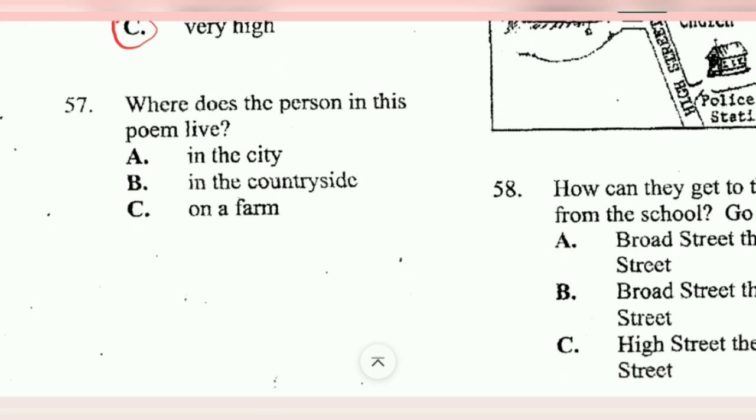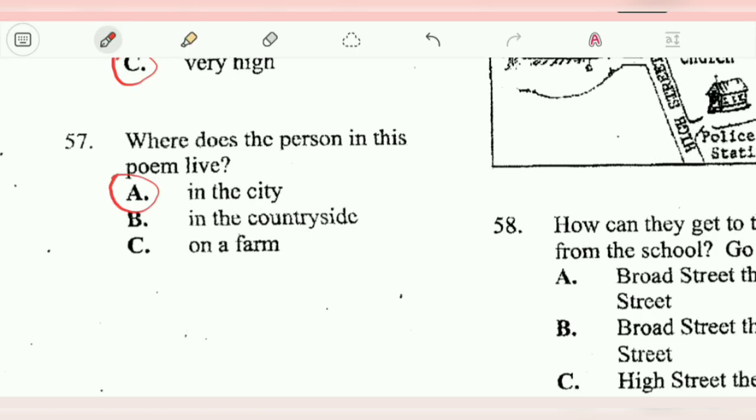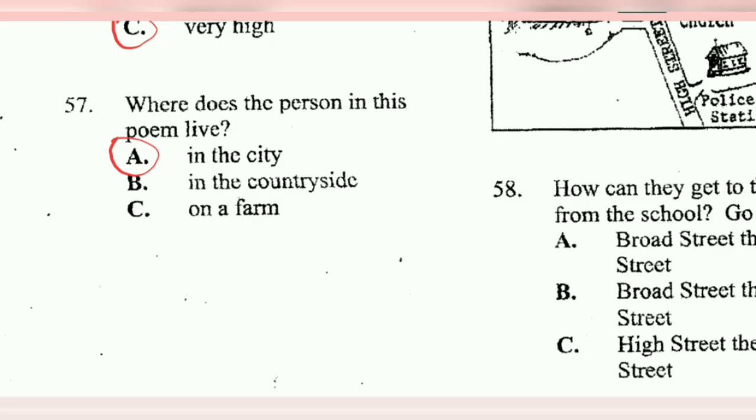Alright. 57. Where does the person in the poem live? A says in the city, B says in the countryside, C says on the farm. We know it's in the city because the person wants to come to the country, and that's not a farm. No, not no farm, no sir.